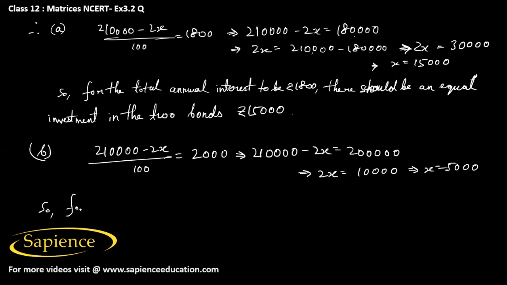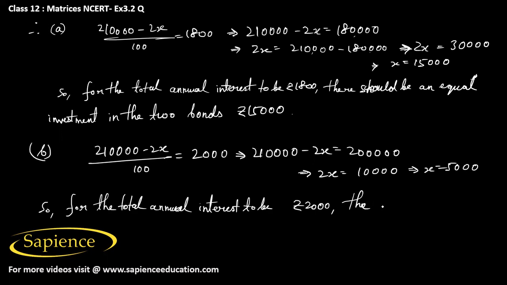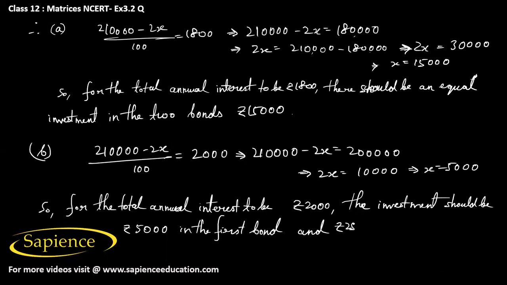So therefore, for this part, the answer is for the total annual interest to be rupees 2,000, the investment should be rupees 5,000 in the first bond, and rupees 25,000, means the remaining 25,000, in the second bond. So this is the final answer.